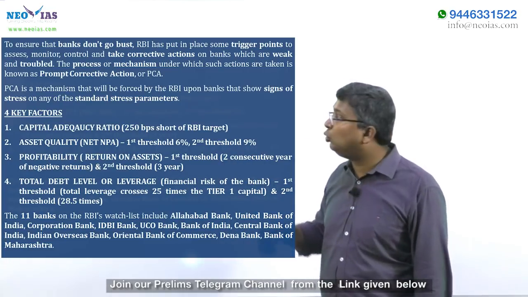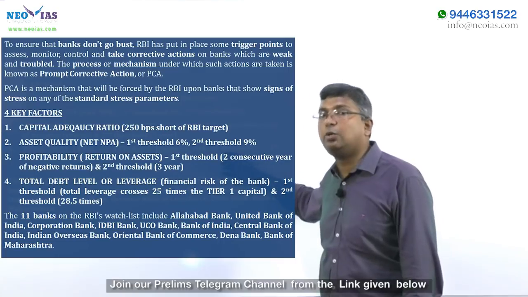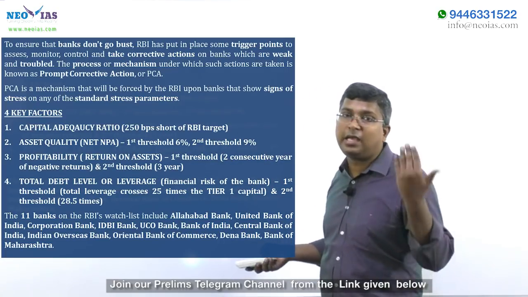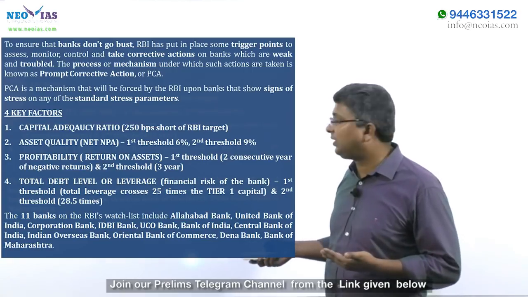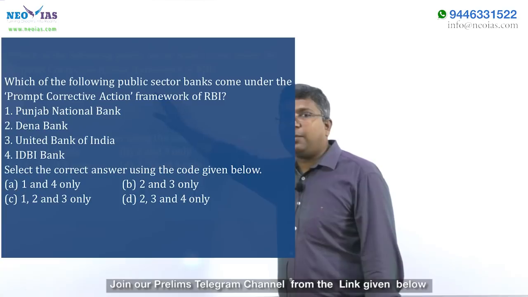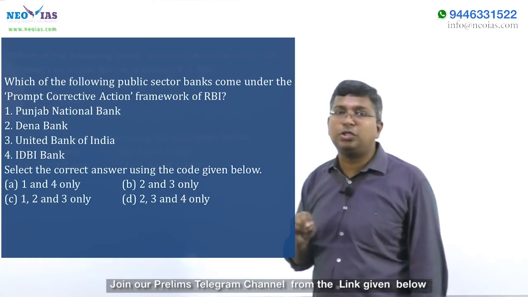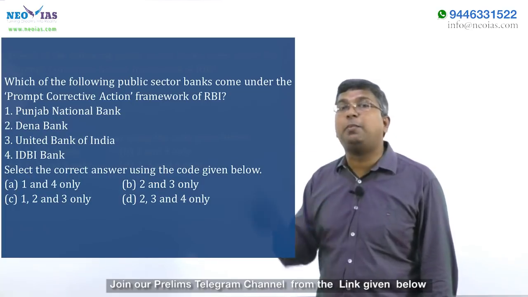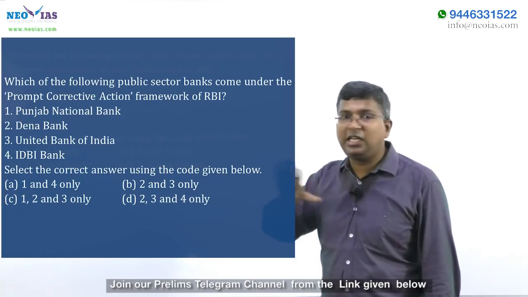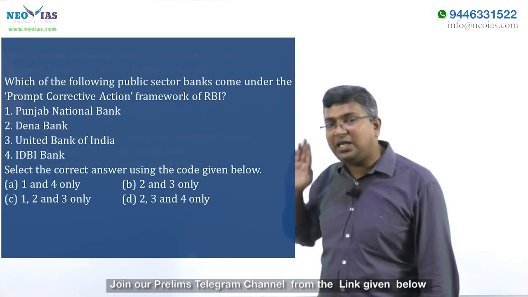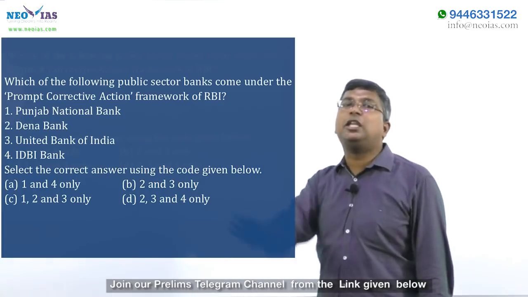That's the reason you can expect either a concept related question or they will ask you which of the following public sector banks have been included under the prompt corrective action list. That's why we asked this question. Now, even though Punjab National Bank is in the news because of the Nirav Modi case, and Punjab National Bank is the second largest public sector bank after State Bank of India, State Bank of India is not in that list. Punjab National Bank is not in the list.